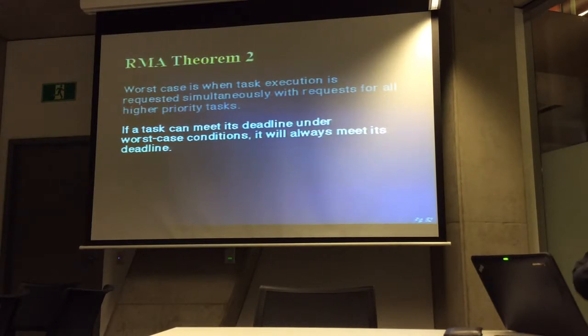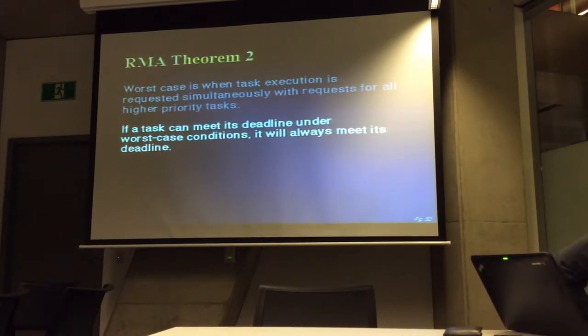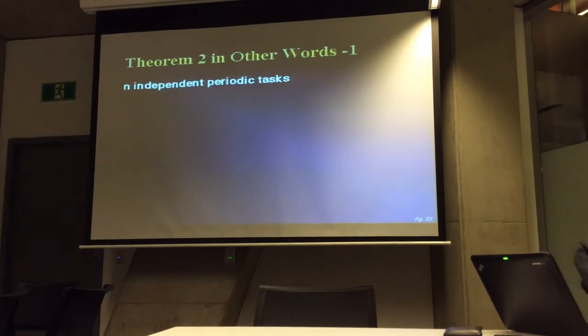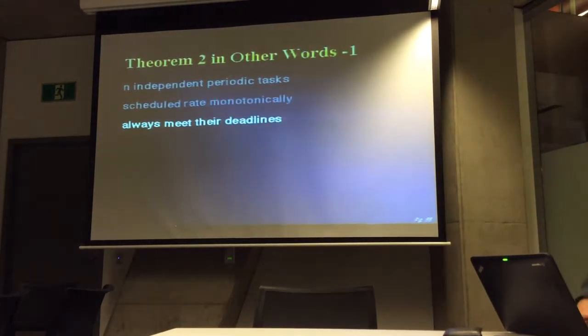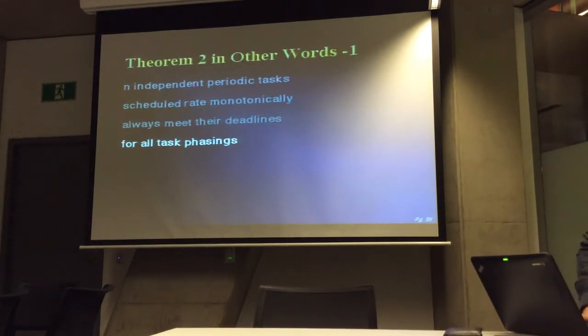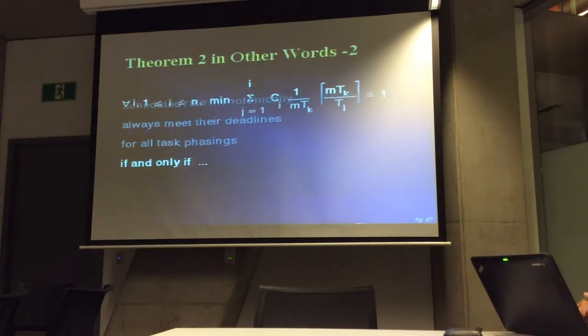Formally stated, the second theorem looks like this. N independent periodic tasks, scheduled rate monotonically, always meet their deadlines for all task phasings, if and only if the following formula holds true.